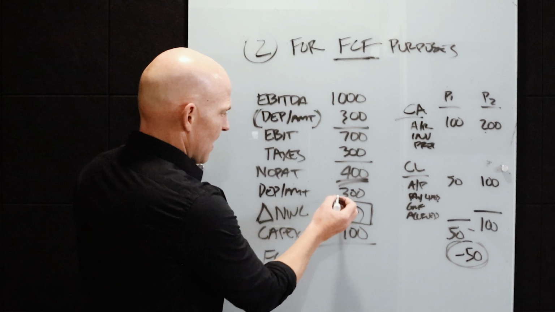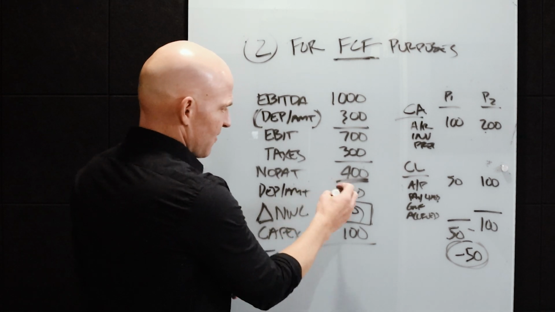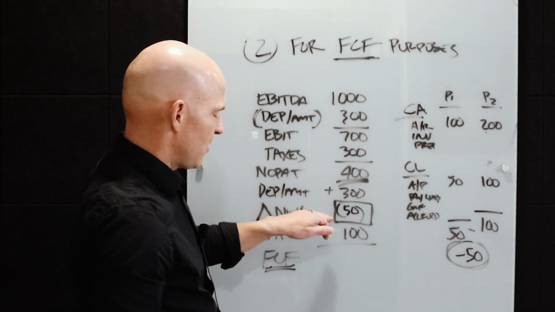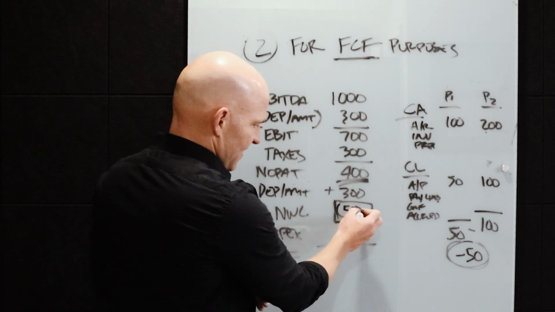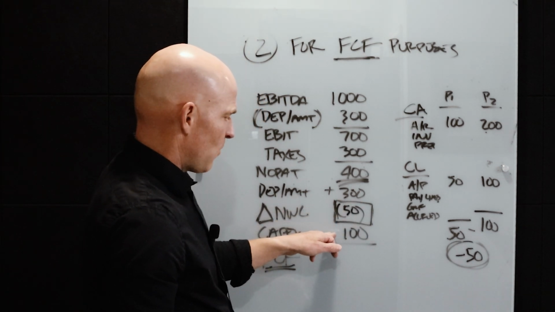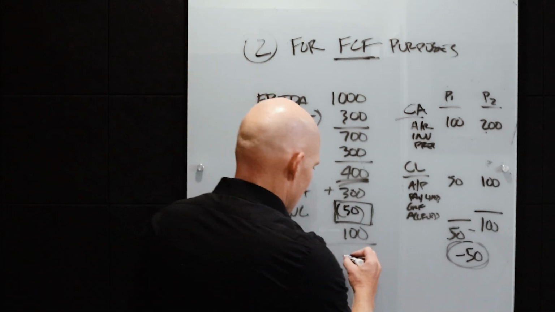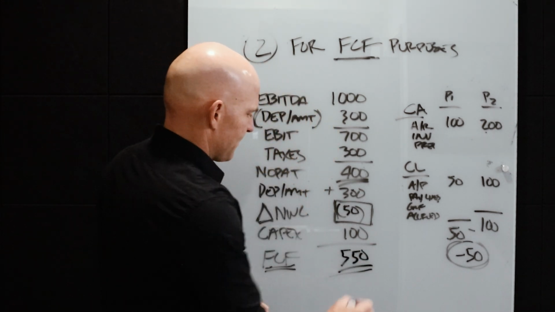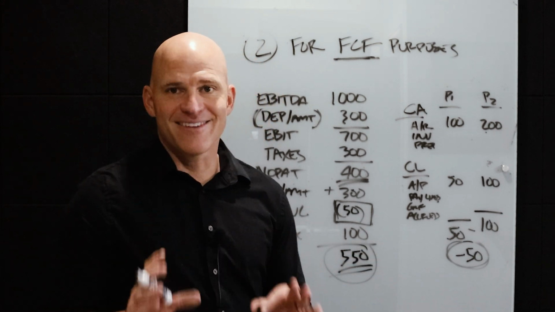And therefore, I take my net operating profit after tax, I add my 300, so 400 plus 300 is 700, minus this 50 right here, so that's 650, minus my $100 in CapEx, and I arrive at 550. So that's the second use case.